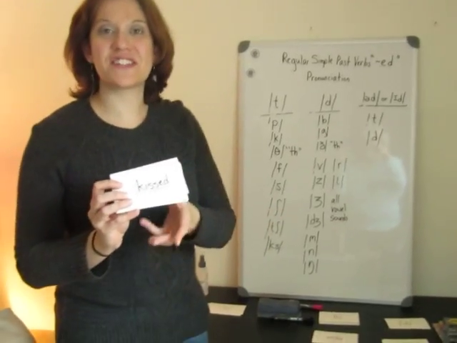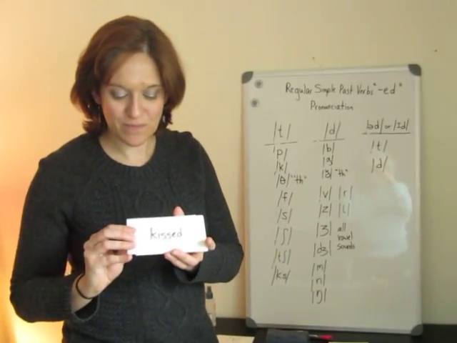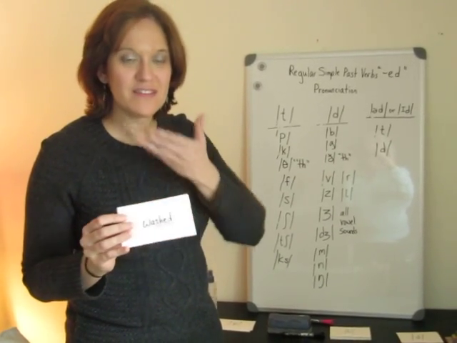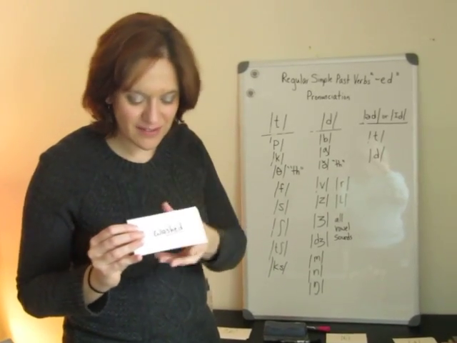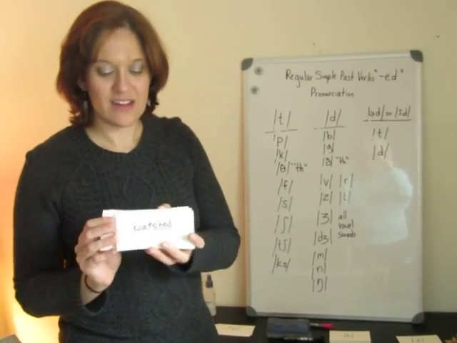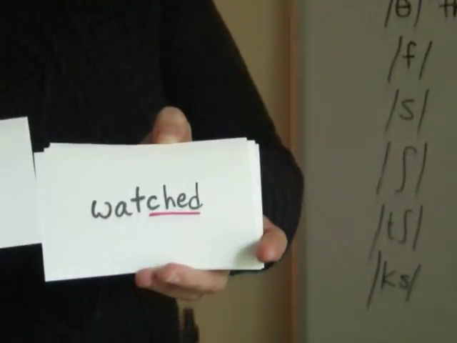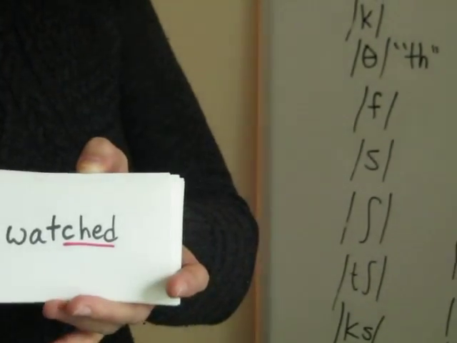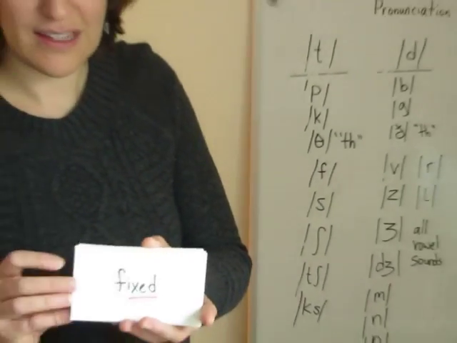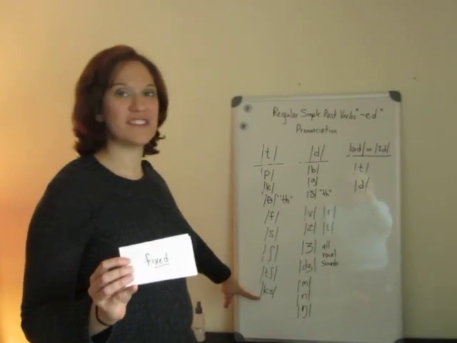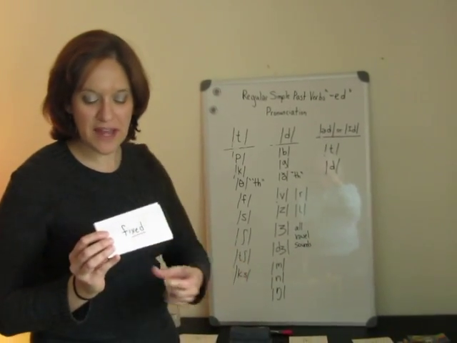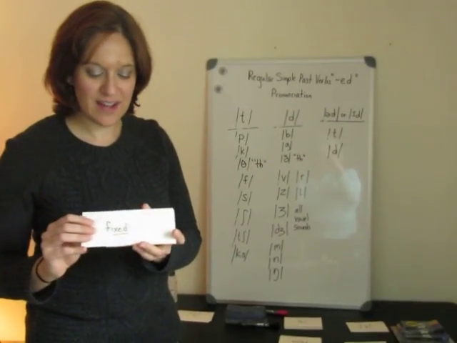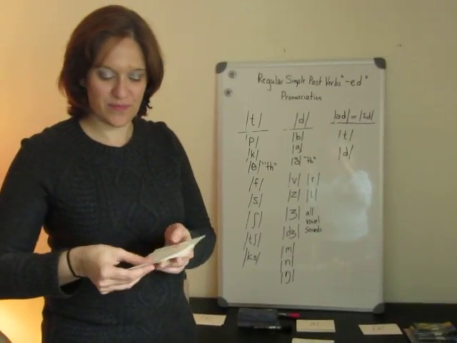This sound. Kissed. Washed. Still feeling there? Washed. Okay. Similarly, watched. Also with the t sound at the end. Watched. And lastly, a combination of the k and s sounds, ks, as we spell with an X. Fixed. Okay? So let's practice those together.